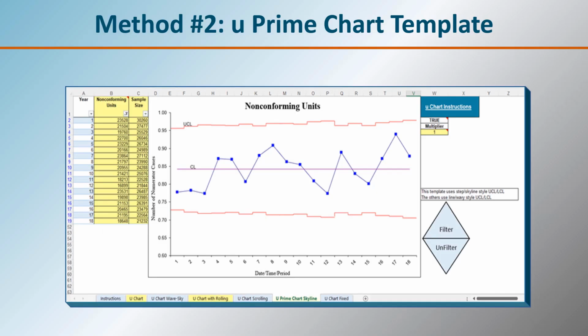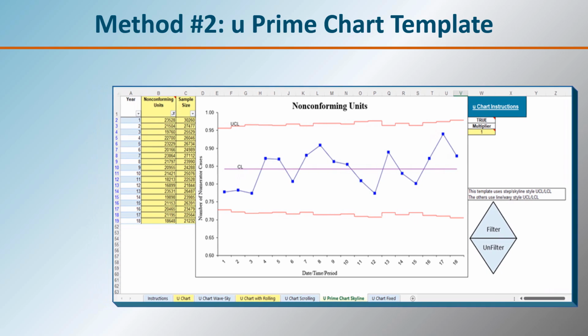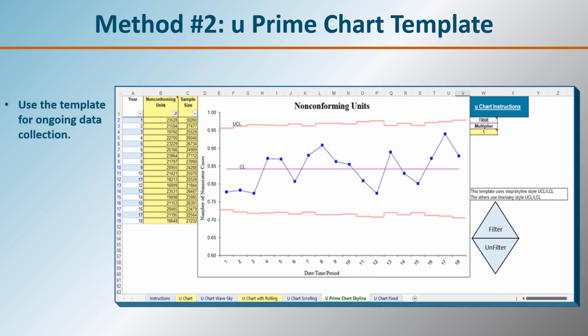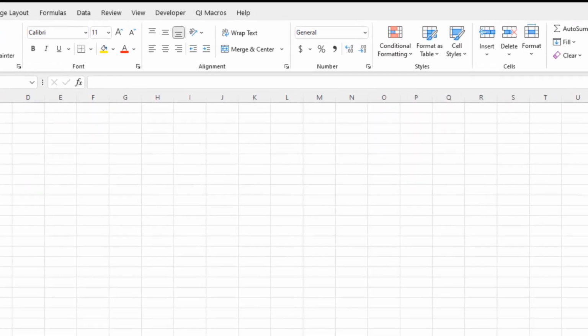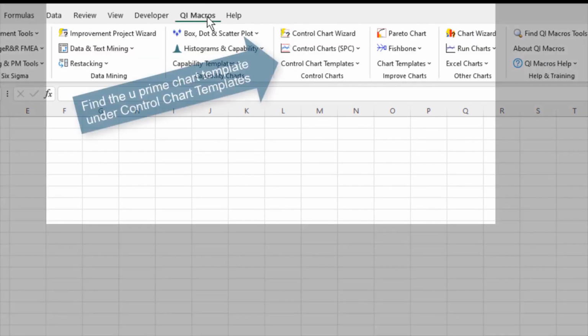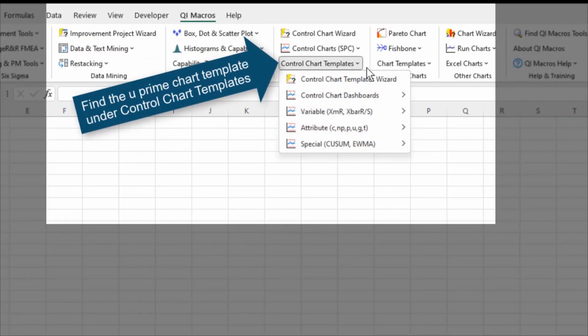Method number 2, a U-prime chart template. Use the template for ongoing data collection. Charts populate automatically as you enter data. Save the template and add more data as you collect it. Find the U-prime chart template in the Control Chart Templates section of the QI Macros menu under Attribute.